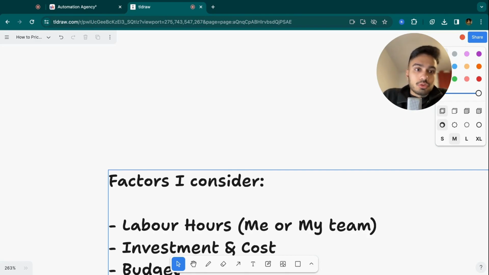So especially if I'm outsourcing this to my team or any specialists, then I have to take their hourly rates into consideration and then bake that into my price. So that's a very important factor. How long is this actually going to take?